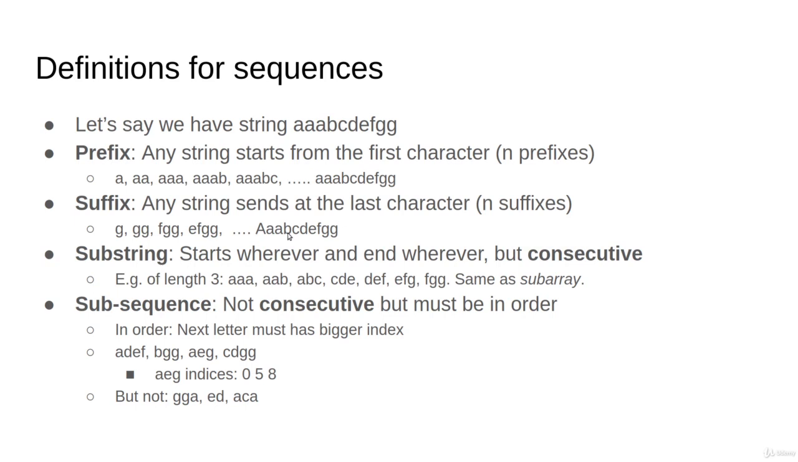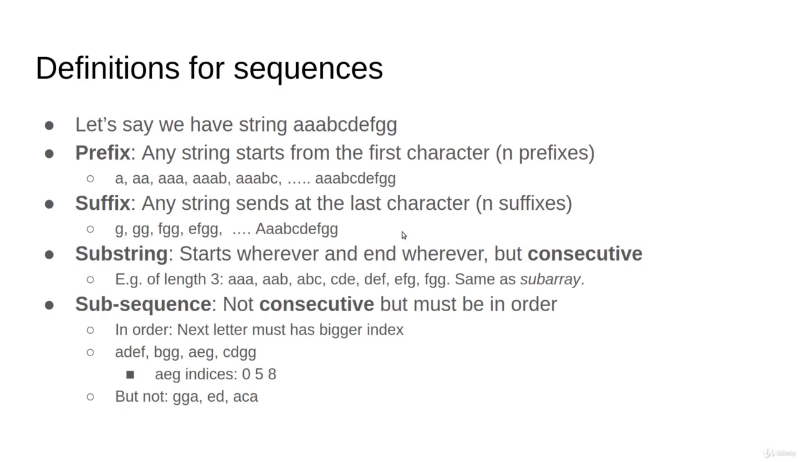The suffix is the opposite. You must end at the last character. So starting from the last character and anything before it, but all of them together, is a suffix. So G is a suffix, GG is a suffix, FGG is a suffix, EFGG is a suffix, DEFGG is a suffix. But DEGG isn't a suffix. They have to be consecutive. So the prefix starts with the first character and accumulates whatever, but consecutively. And the suffix starts from the last character, returns back step by step, and accumulates whatever, but they must be consecutive.